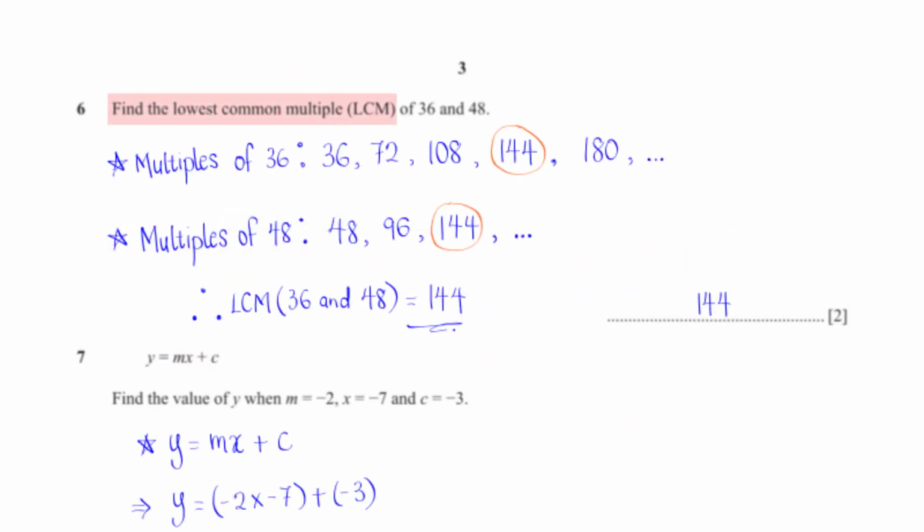Find the lowest common multiple of 36 and 48. One of the ways to find the LCM of these two numbers is to first list the multiples of 36 and also list the multiples of 48. And after doing this, we can see that the least common multiple, or the LCM, of both 36 and 48 is 144.